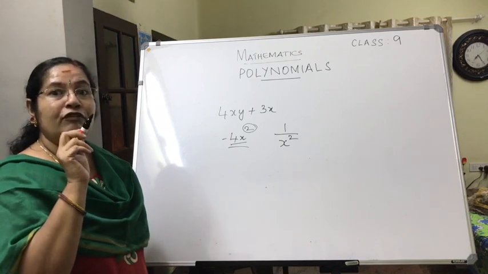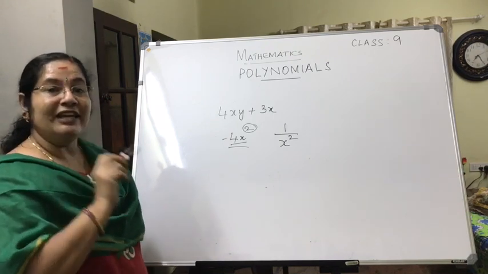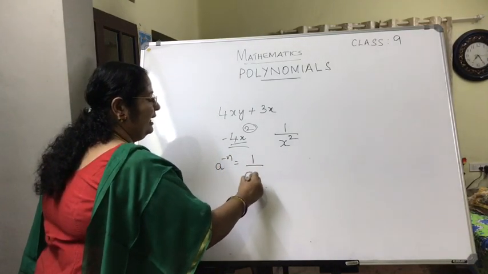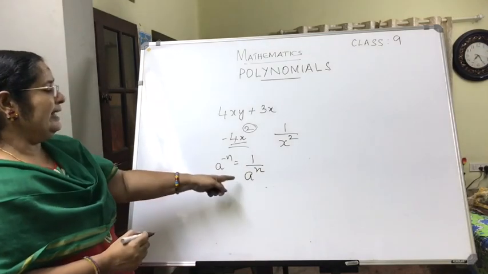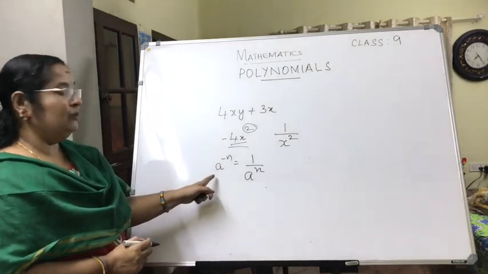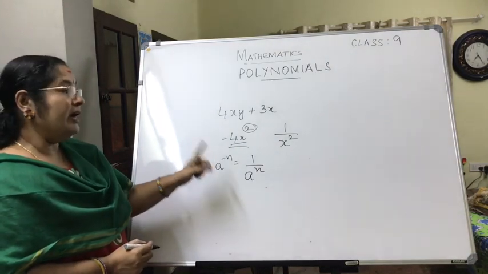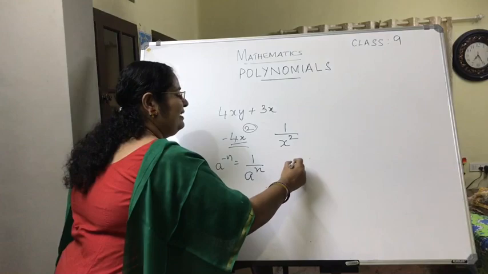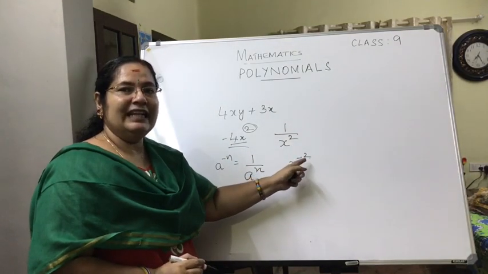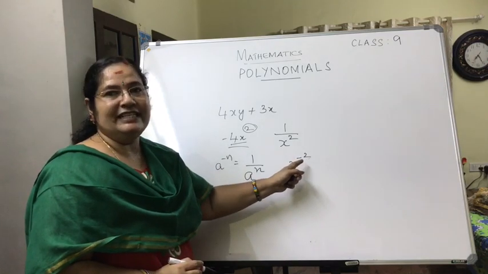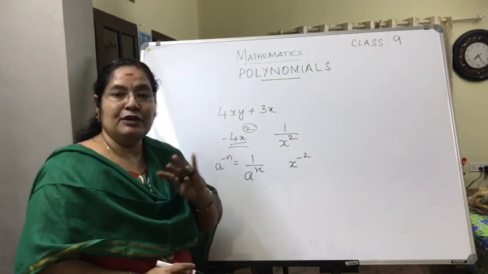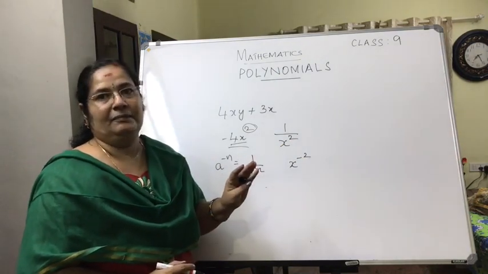Go to the law of exponents. There we have learned that a raised to minus n is 1 by a raised to n. So taking that into consideration, what is actually 1 by x square? If you go along this rule, 1 by x square is the same as x raised to minus 2. So see the power here. Here the power is a negative integer. It is not a whole number. So 1 by x square is not a polynomial.